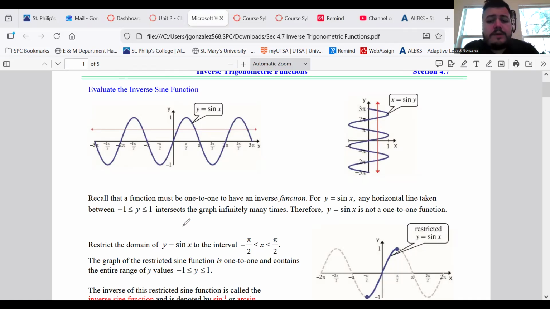We have to restrict it in order to make it one-to-one, because that was a requirement for inverse functions. Okay. Let me check here. Okay. So what we end up doing is right here. See this? We restrict the sine function, and then we define the inverse sine, or sometimes called the arc sine.